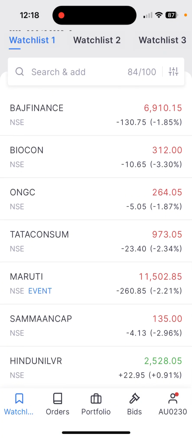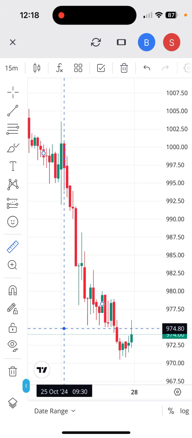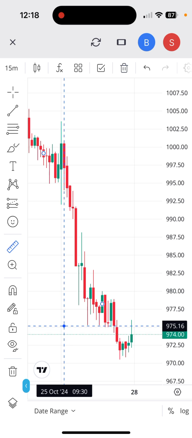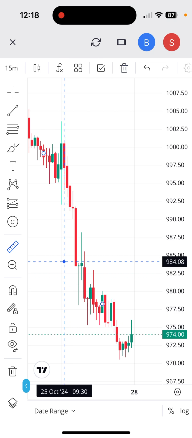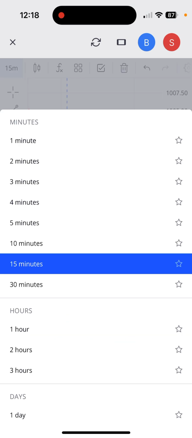This was ONGC. Let us see Tata Consumer, the next one in my watch list. Tata Consumer, 9:30, green candle. 9:45 is the red candle. So the 9:45 candle again breached the 9:30 candle. That means we have to sell the call. Which call will we sell?